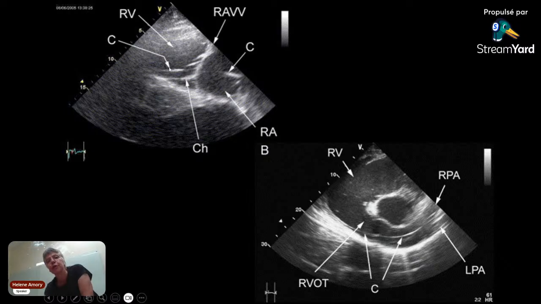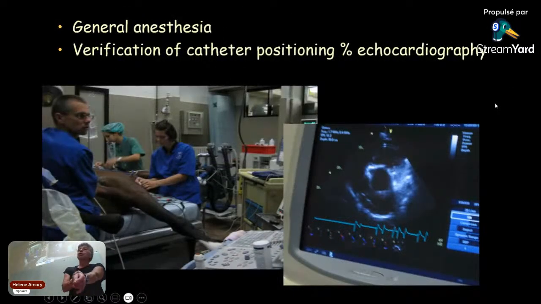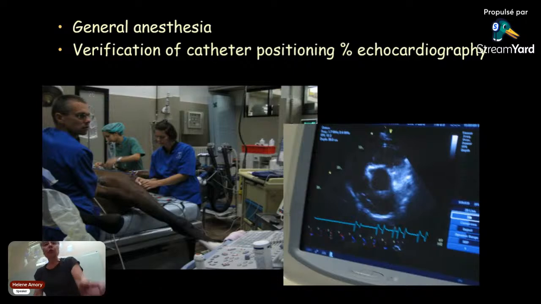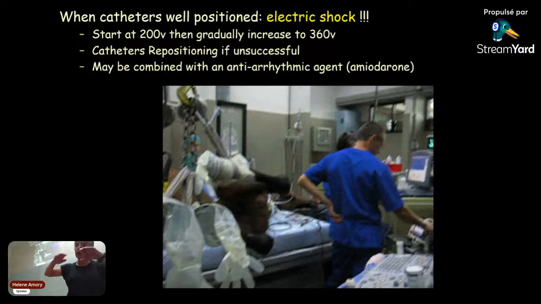You see on the echocardiography, you can see the catheter throughout the right atrium and right ventricle. Okay, and in the pulmonary artery here, the catheter is there. Okay. After that, they do a general anesthesia. Okay, they control again that the catheters are all in the good place. Okay, and after they will do an electric shock, and they will do several electric shocks at increasing amplitude up to the moment they will obtain the defibrillation.